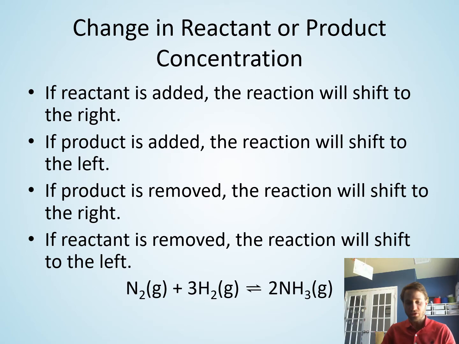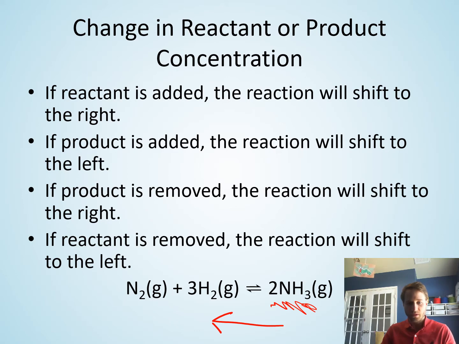If I add a product, it's going to do the opposite. Now I've added some amount of products, added something to the right side of my chemical reaction. That's going to cause the reaction to want to consume some of those products to form reactants in order to reach chemical equilibrium. So the reaction is going to shift to the left, go in the reverse direction, and form more reactants.